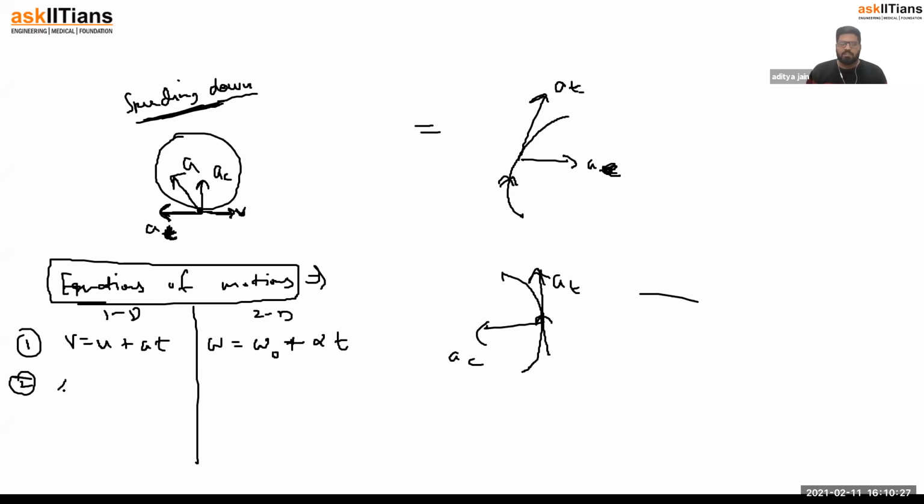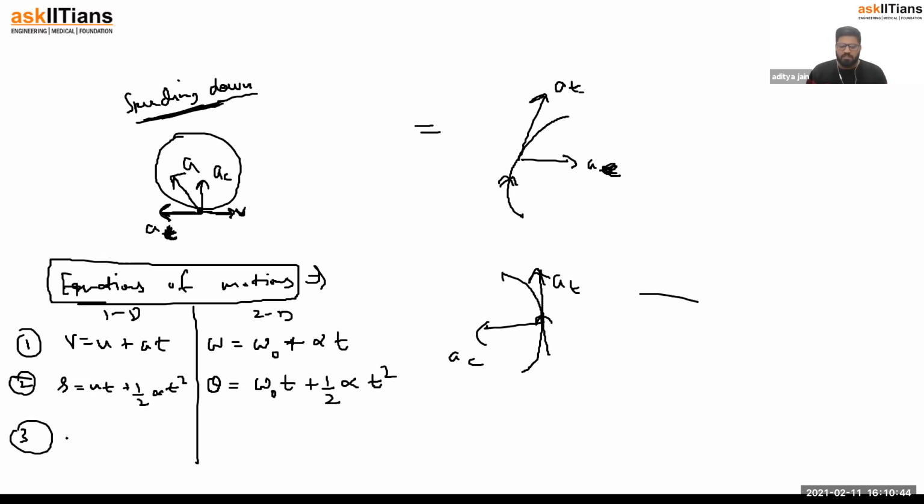What was the second equation of motion? Displacement is equal to ut plus half at square. So in place of displacement, there is angular displacement theta. In place of initial velocity, here is initial angular velocity. Time is the same, plus half, in place of acceleration, angular acceleration, t square.